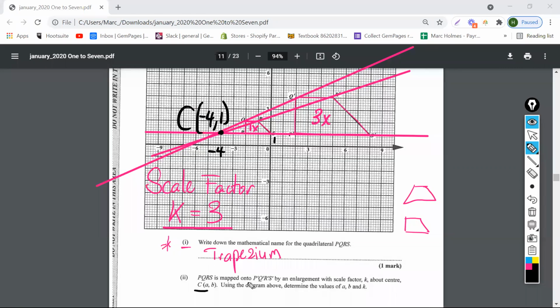It says PQRS is mapped onto P prime, Q prime, R prime, S prime by an enlargement with scale factor K. The K is 3, about a center (A, B). Using the diagram above, determine the values of A, B, and K. So A is -4, B is 1, and K is equal to 3. So that's the point for C, guys. C is (-4, 1).